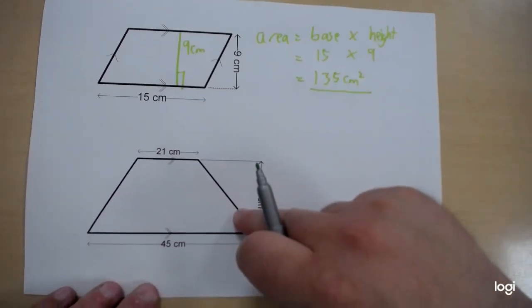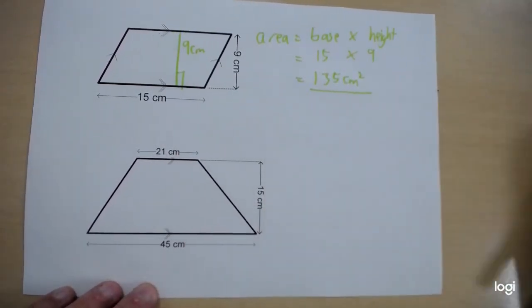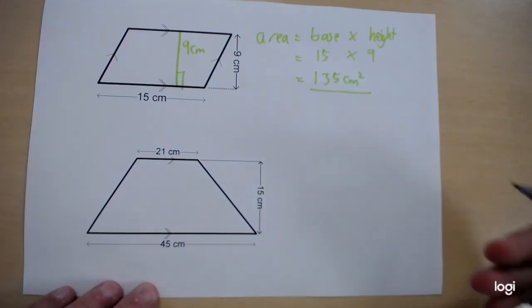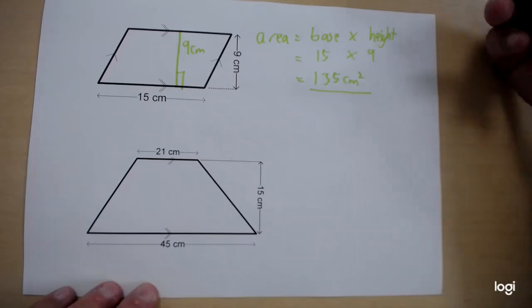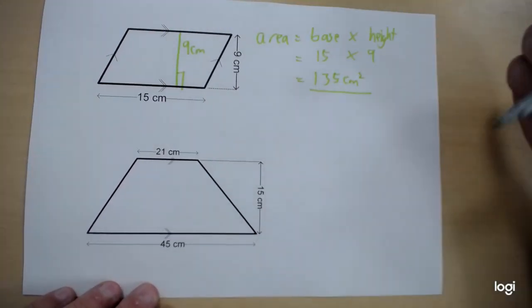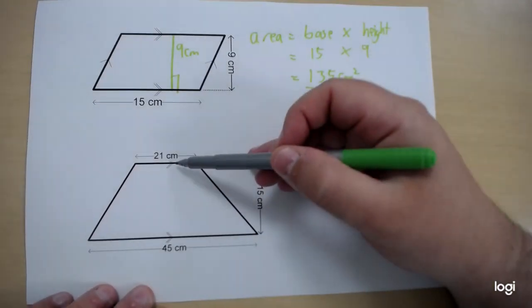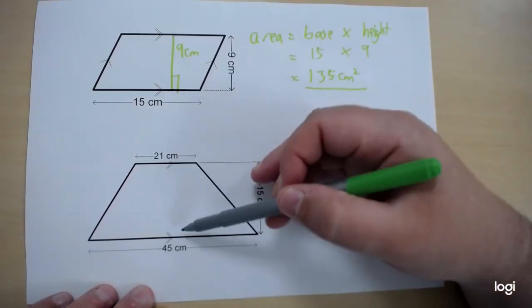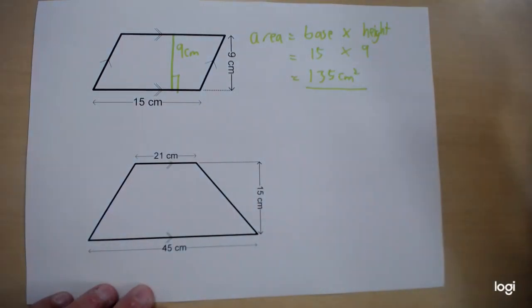The next shape is another quadrilateral because it has 4 sides. And in order to find the area of this quadrilateral, first of all, we have to identify what type of quadrilateral this shape is. In fact, this is a trapezium. And you know that it is a trapezium because 2 sides are parallel and the other 2 are not parallel.